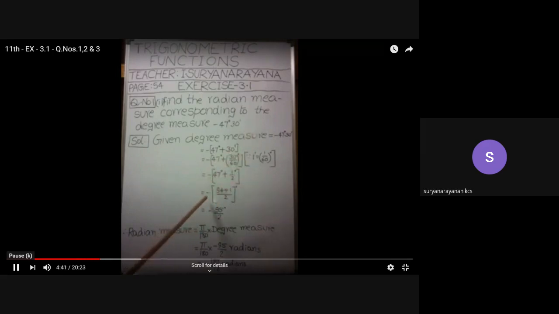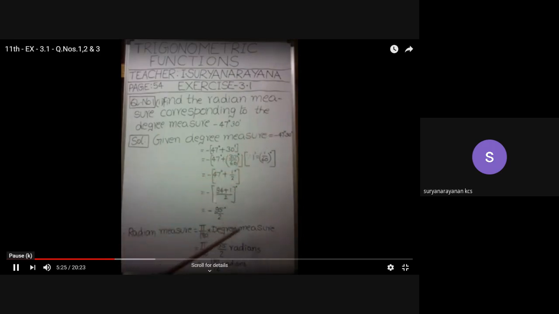This implies minus of, by taking the LCM, 2 is the LCM for the denominators. Then in the numerator, we get 94 plus 1, whole in degrees, since this is also in degrees and this is also in degrees, so the entire number is in degrees. That is equal to minus 95 by 2 degrees. So here we converted the entire given angle into degrees.